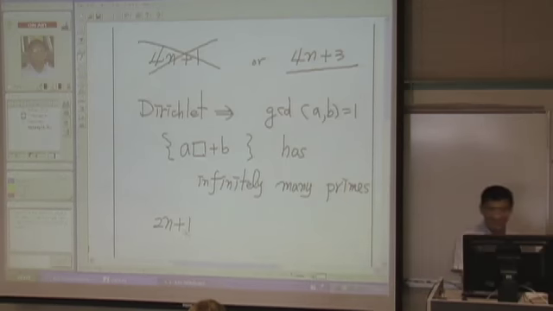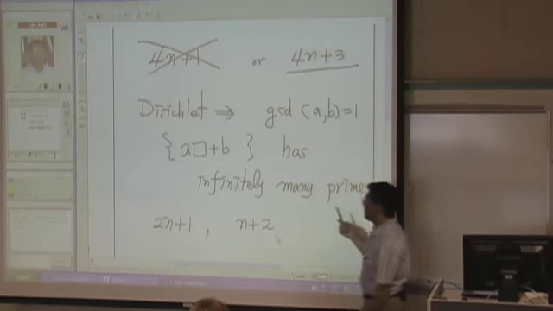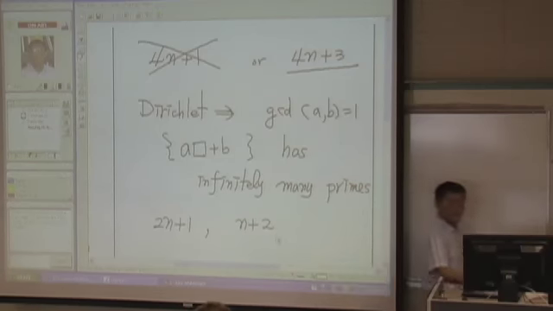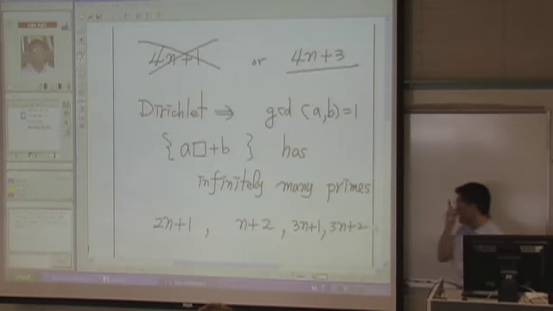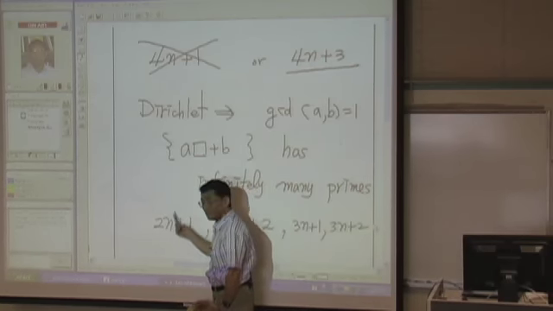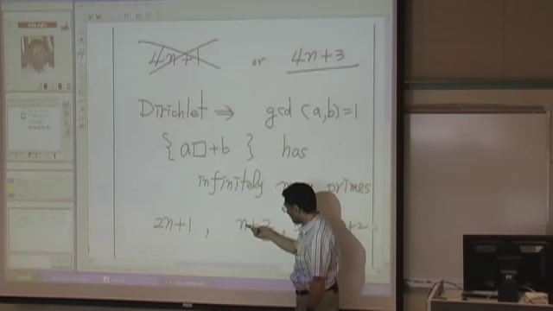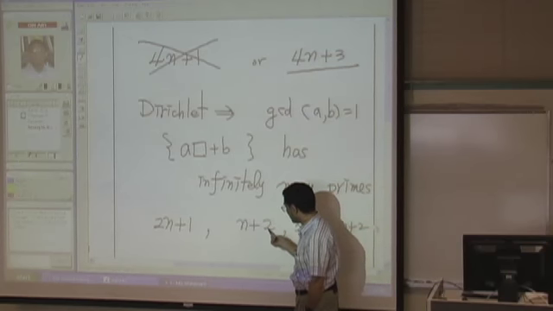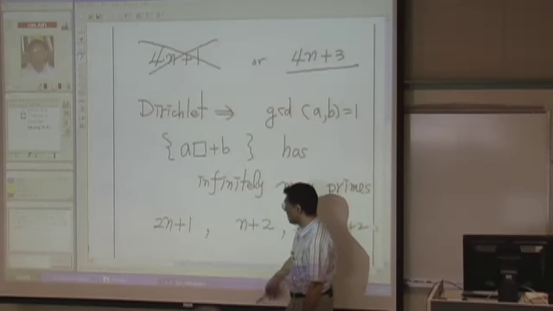What about this thing? GCD of 1 and 2 is 1, right? There are infinitely many primes of this pattern. Or this pattern, right? Or this pattern. There are infinitely many primes of this pattern when n varies from 0 to infinity, for instance, 0 plus 2, 1 plus 2, 2 plus 2, and so on. So 2, 3, 4, 5, 6. In this set, there are infinitely many primes.